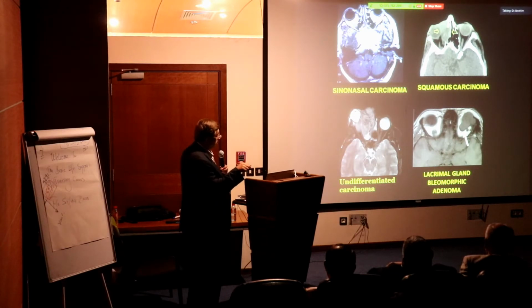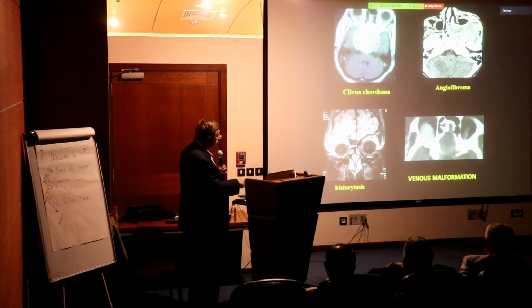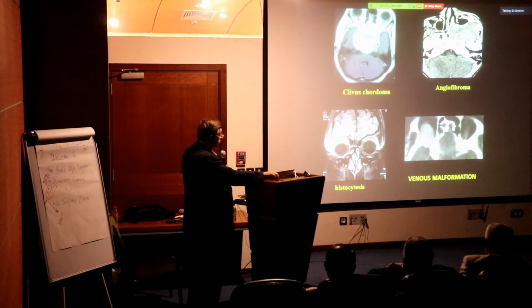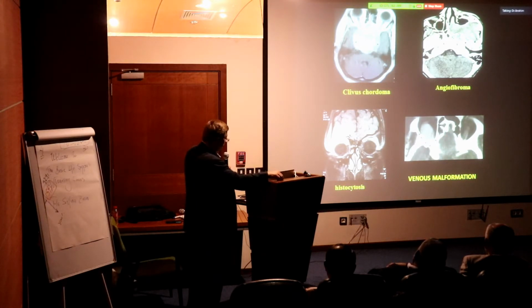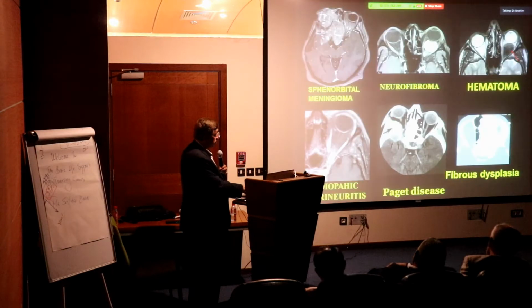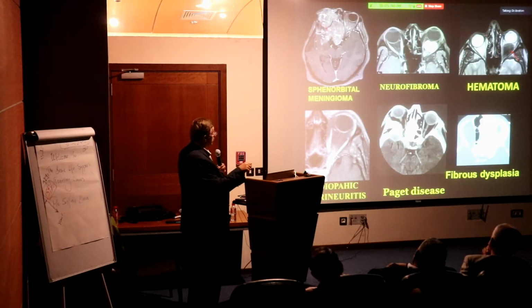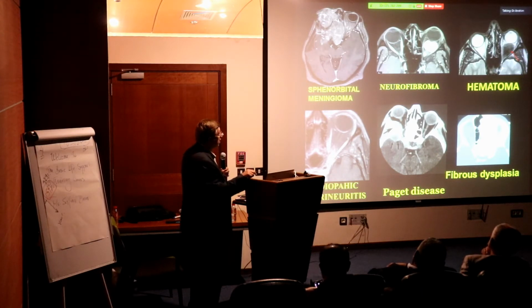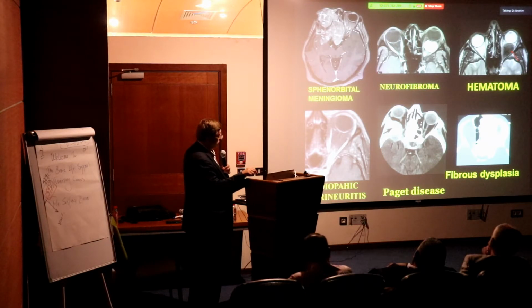Sinonasal carcinoma, squamous carcinoma, undifferentiated carcinoma, lacrimal gland pathology, clivus tumor involving the orbit, angiofibroma involving the orbit, histiocytosis, and this is one of my cases which we presented. Venous malformation looking like a tumor, venous malformation of the orbit. Sphenoorbital meningiomas, one of my cases involving the orbit. Neurofibroma involving the frontal branch of the trigeminal, V1.